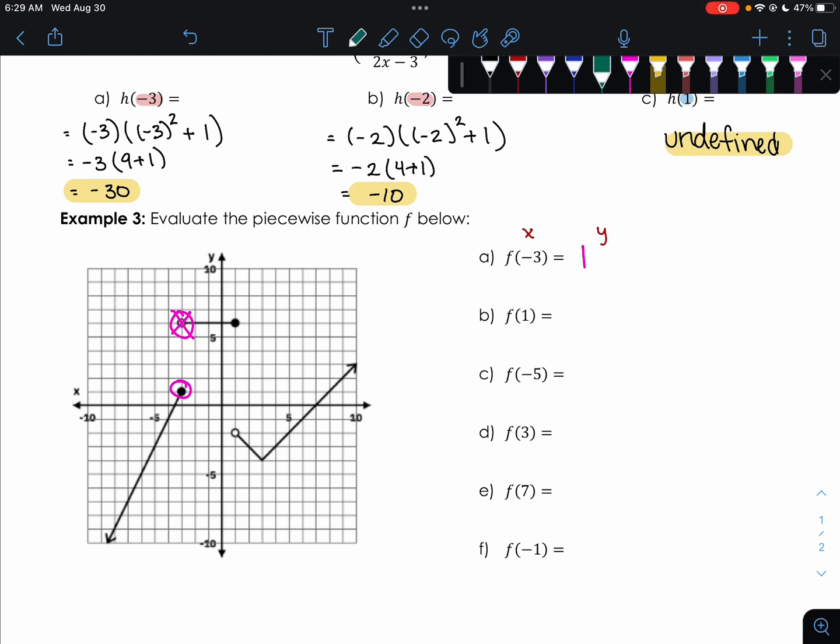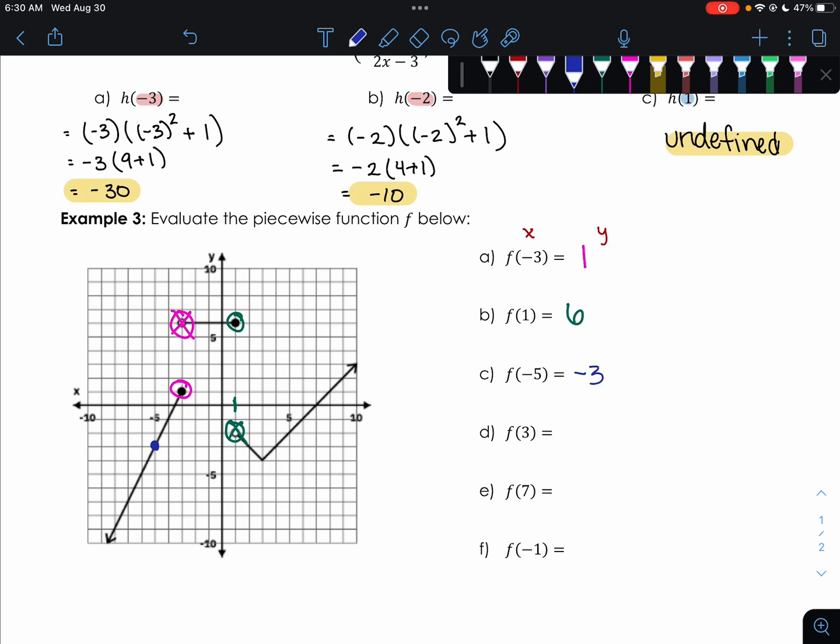Now, when x is 1, what do we have? So when x is 1, here's 1 right there. Again, it has an open circle and a closed circle. We do not want the open circle. That's the hole in the graph. So we want the y value at that closed circle, which is 6. Then I look at -5. -5 is directly on the line, so there's no second guessing that one. So that would be -3.